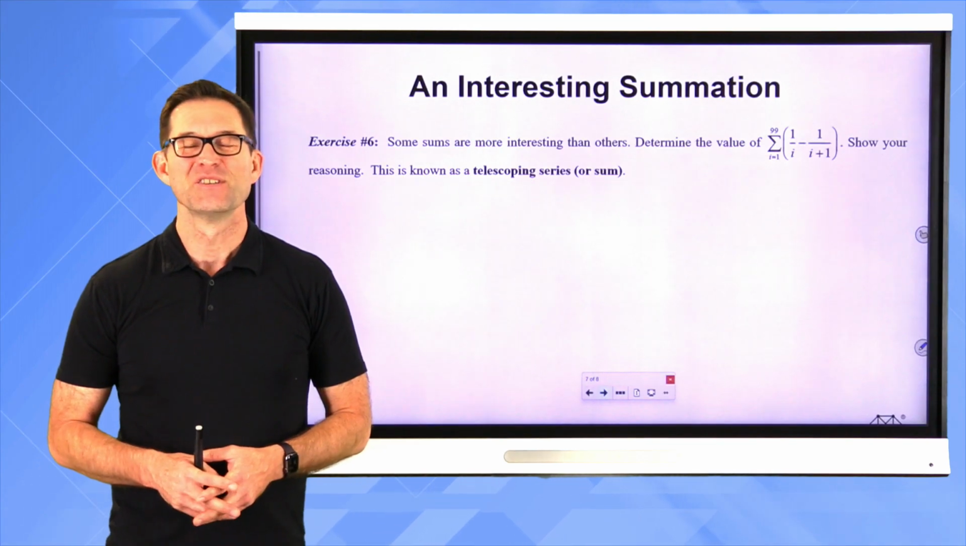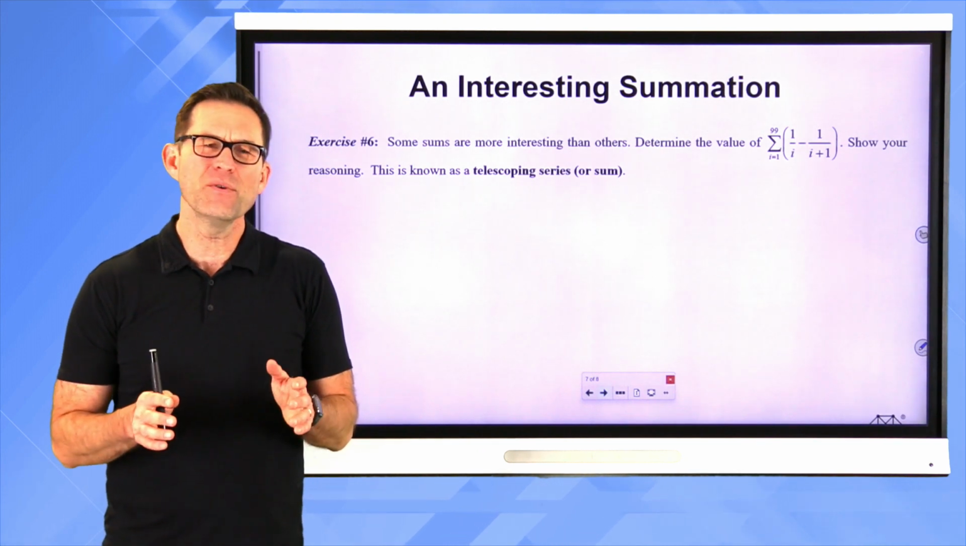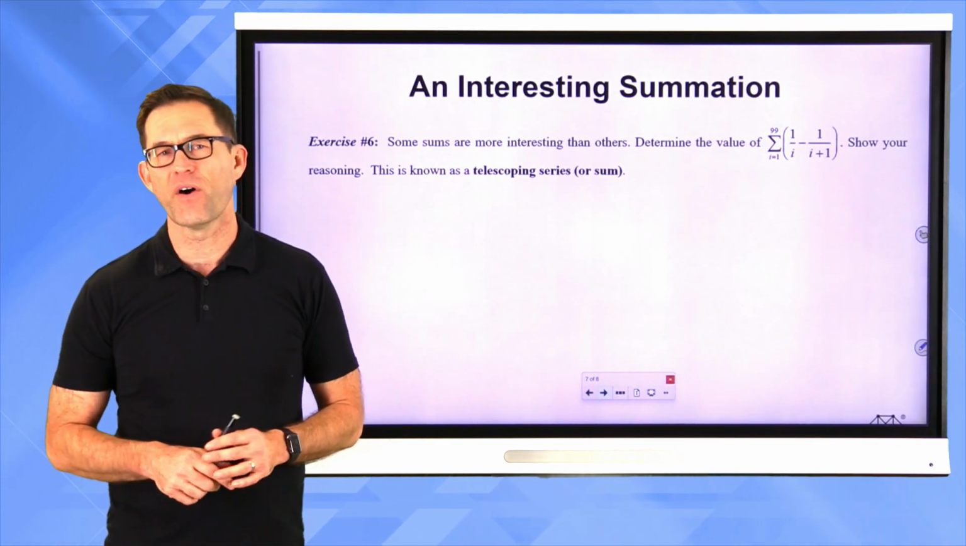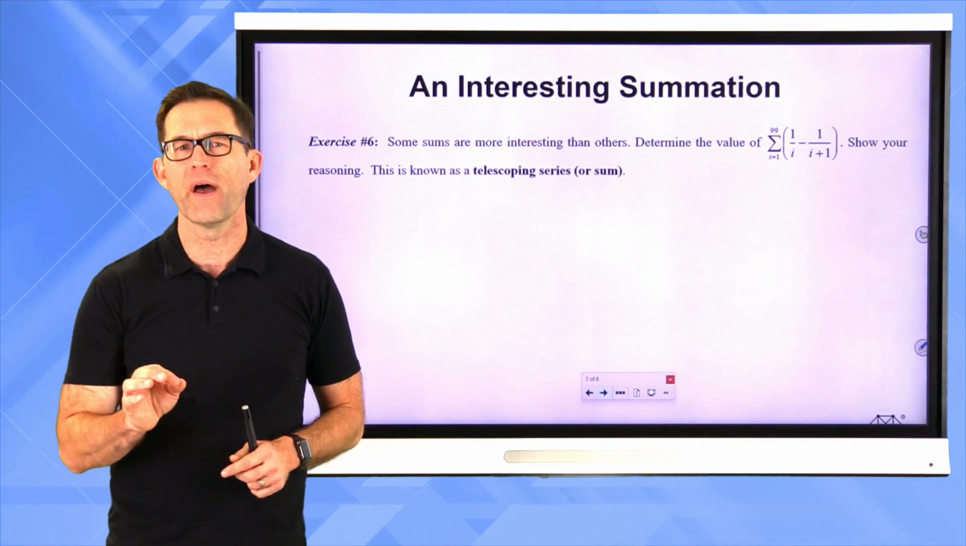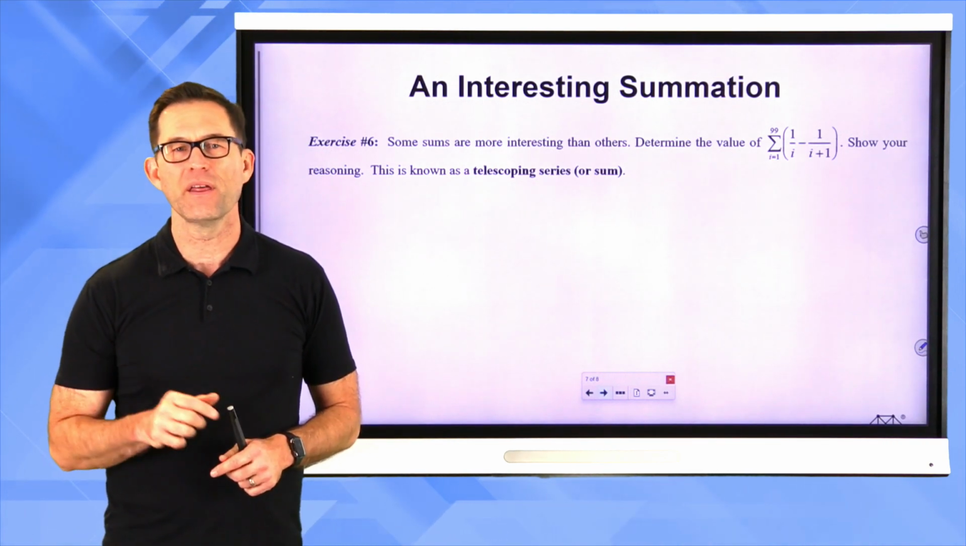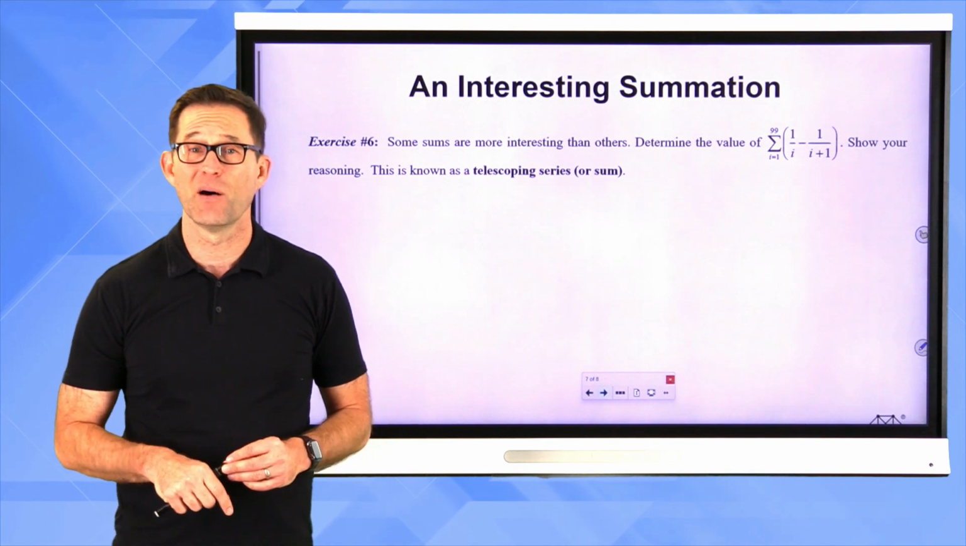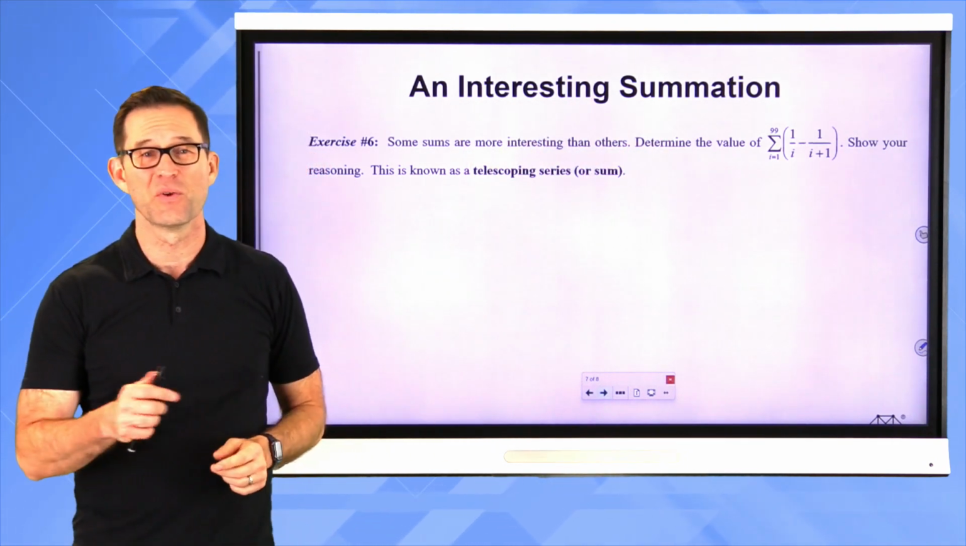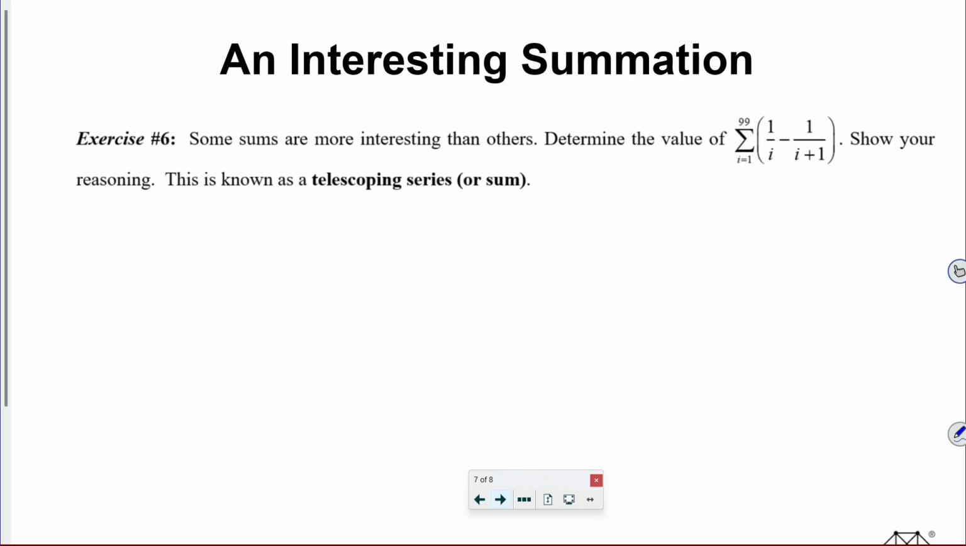All right. So what I'd like you to do is start writing this sum out and see if you can find any kind of cool way of being able to calculate the answer without having to sum all 99 terms. See what you can do.